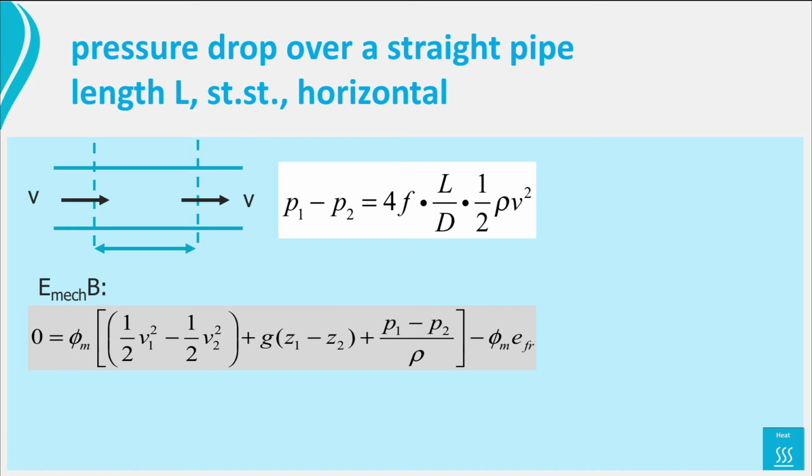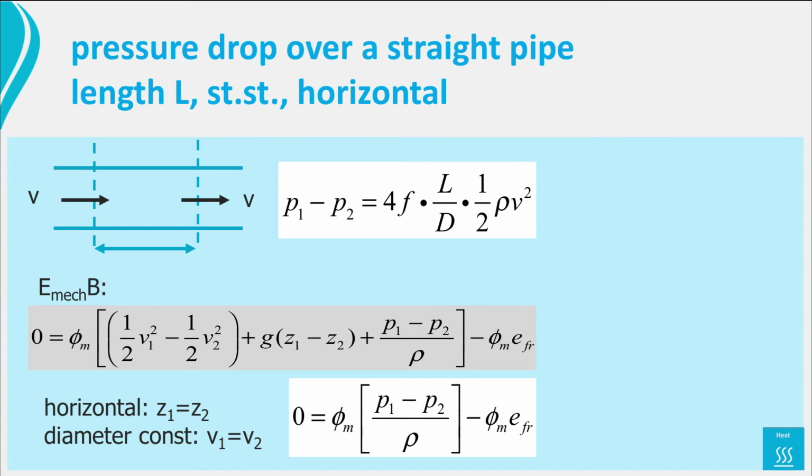We wrote this in a flow system as mass flow rate times dissipation per unit of mass. Now, for a steady state of flow in a horizontal pipe, that is Z1 equals Z2 with constant diameter, which means V1 equals V2, the mechanical energy balance states that the pressure drop divided by rho is equal to the dissipation per kilogram. Thus we find for the dissipation E sub Fr equals 4F L over D times half V squared.